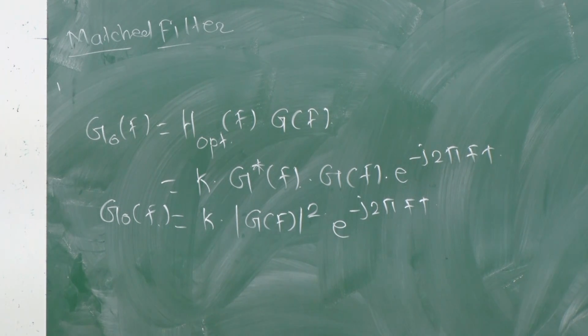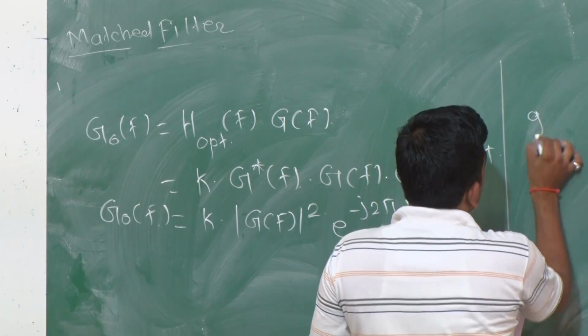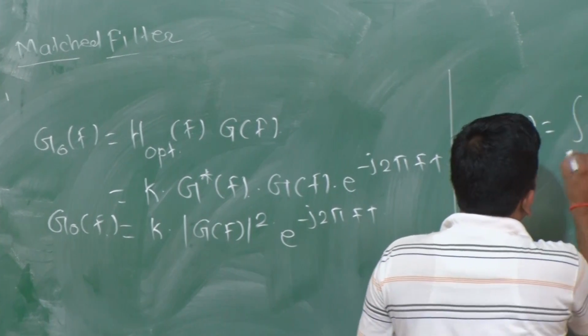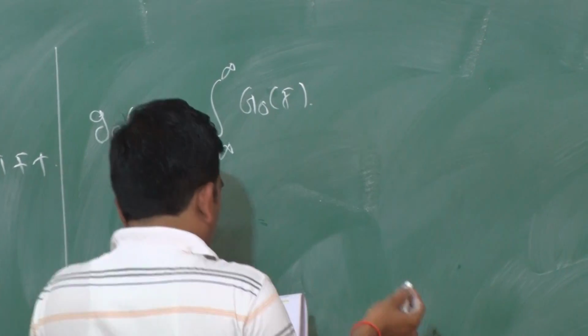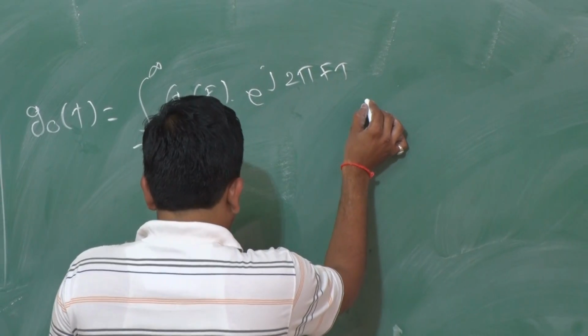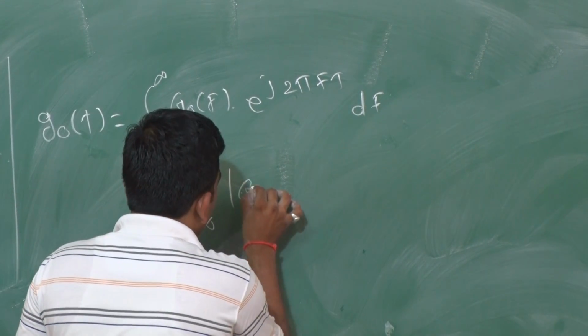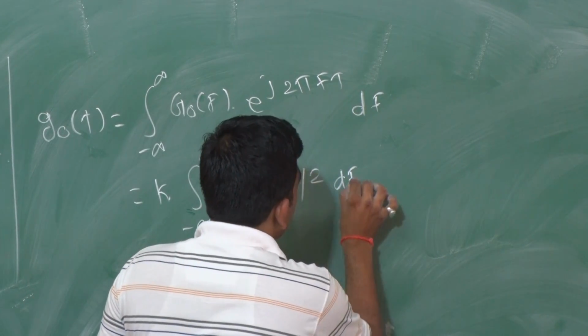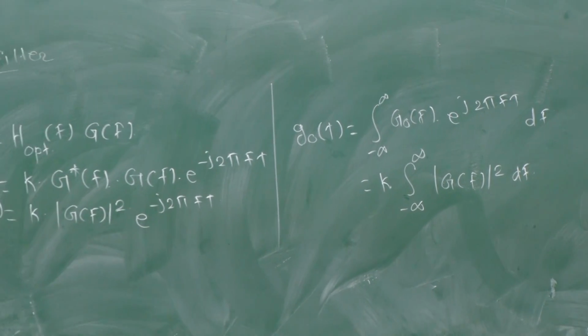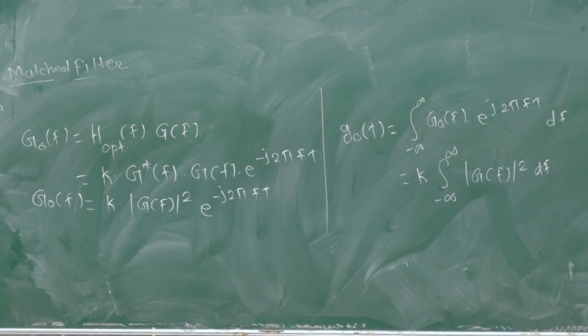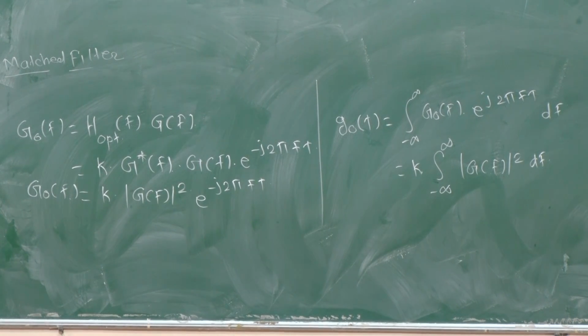In this way we can find out the output of this one. So we will get this g0 of T, that is equal to integration from minus infinity to infinity G0 of f e raised to j 2 pi f capital T df, that is equal to K integration from minus infinity to infinity mod G of f squared df. We can find out g0 of T by using the inverse Fourier transform, which is given as K into integration from minus infinity to infinity mod G of f squared df. Here G of f is nothing but the input frequency response.